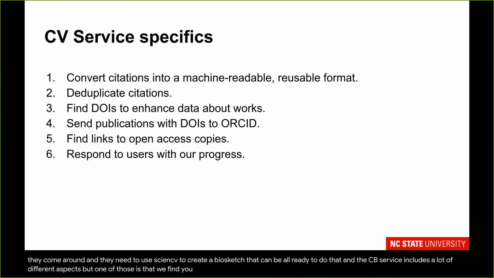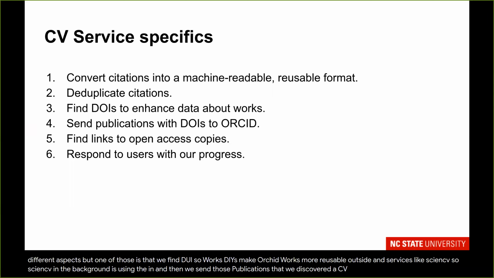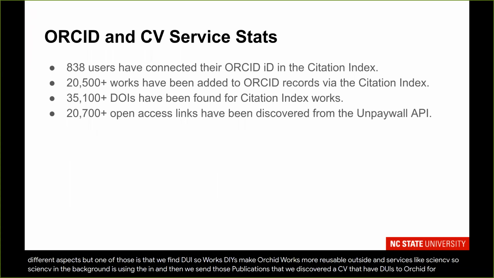And the CV service includes a lot of different aspects, but one of those is that we find DOIs for works. DOIs make ORCID works more reusable outside in services like SciENcv. So SciENcv in the background is using the DOI to get metadata to fill in. And then we send those publications that we discover in a CV that have DOIs to ORCID for our users.